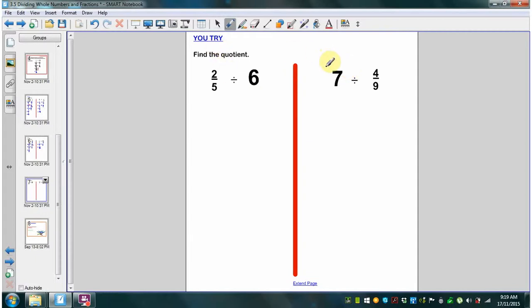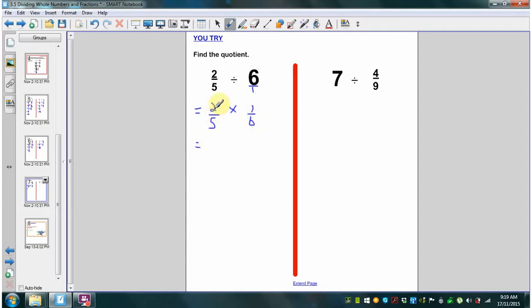Okay, by now you should have 2 of these done. Okay, let's look at the first one. First thing, I write my whole number as a fraction. Okay, then we're dealing with division, so what's our rule? We keep, change, flip. Keep the first one, 2 over 5, multiply, change our division sign to multiply, and we flip our second fraction. So 6 over 1 becomes 1 over 6.